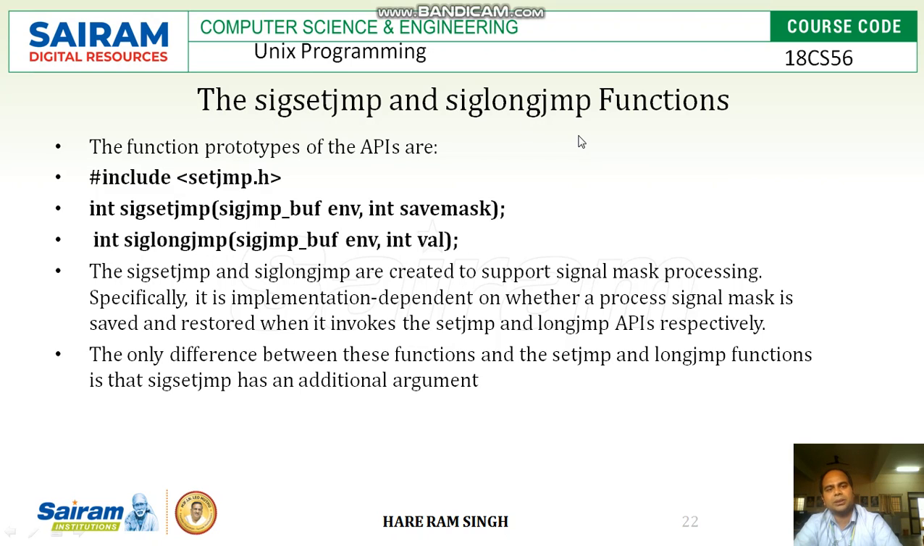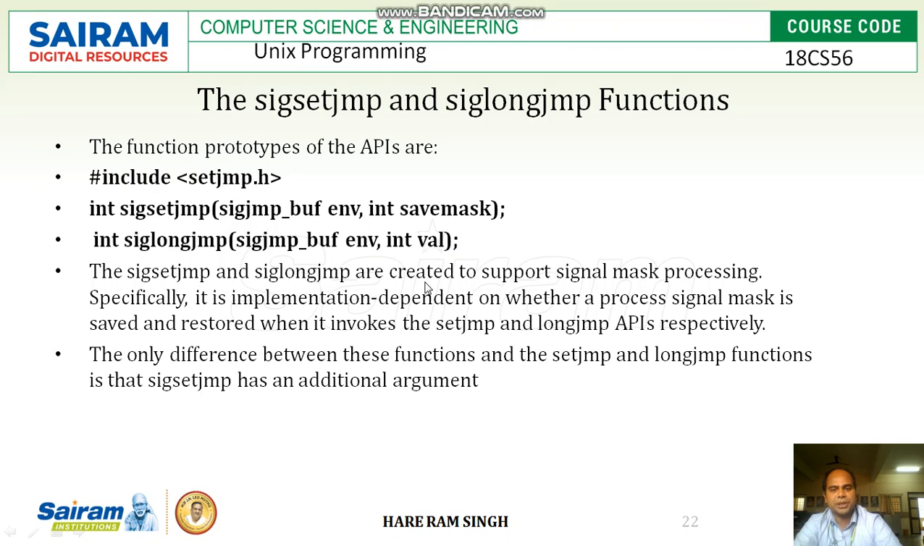Next is sigsetjmp and siglongjmp function. Next topic is sigsetjmp and siglongjmp, the signal set jump and signal long jump functions. So these are the prototypes we have for these two functions: int sigsetjmp(sigjmp_buf env, int savemask), and void siglongjmp(sigjmp_buf env, int val).